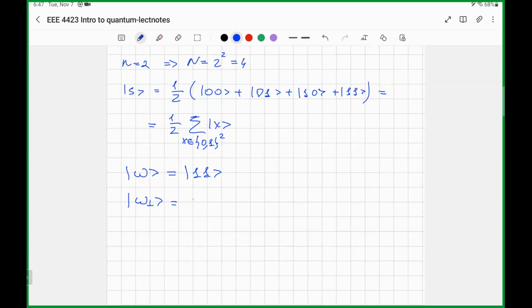So it's going to be 1 over square root of 3 for the normalization, and then 00 plus 01 plus 10. No 11, because we subtract this state 11 from this superposition. And indeed, if I take the inner product of omega and omega orthogonal, I will get 0. So these two vectors are orthogonal.